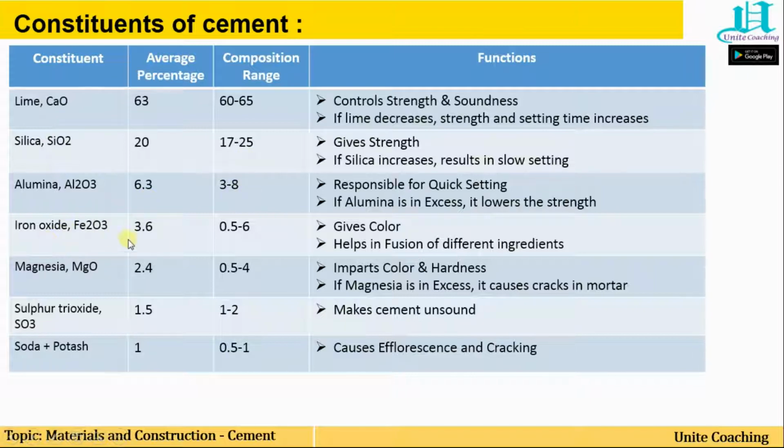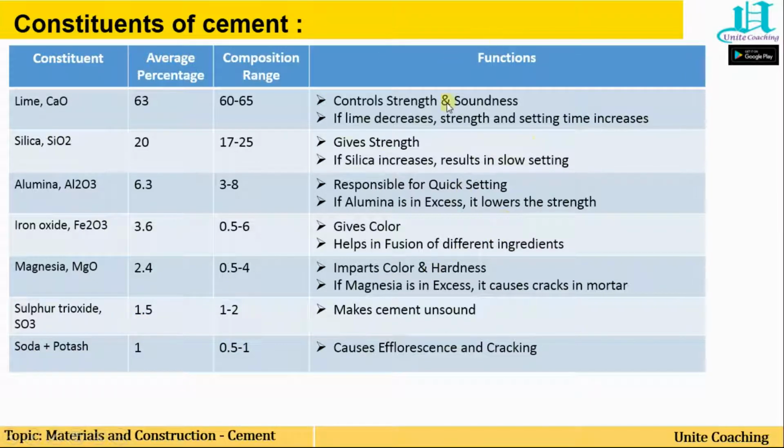Then iron oxide 3.6, 0.5 to 6 is the range, and the average percentage we take is 3.6. Then we have magnesia, 2.4% is the average percentage, and if you want the range, it is 0.5 to 4%. Then sulfur trioxide is in the range of 1 to 2%, generally the average percentage taken as 1.5, and last, soda plus potash.